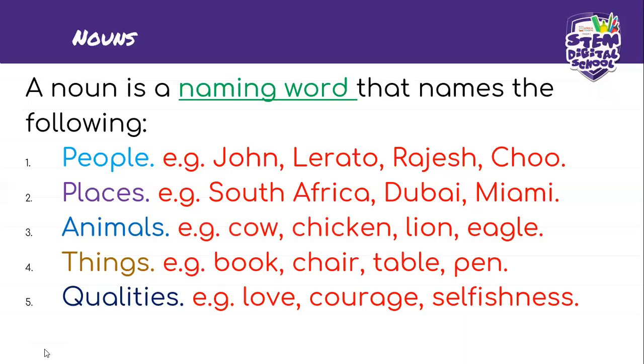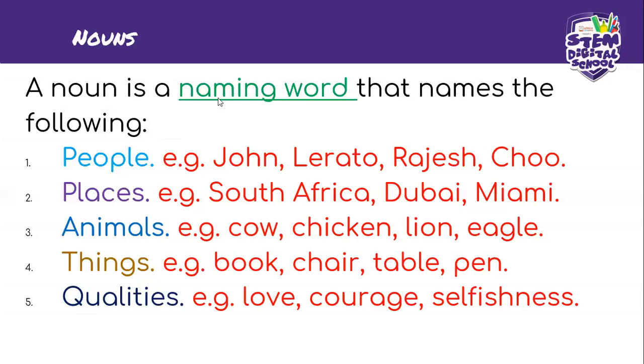All right, so we have said that a noun is a naming word, okay? Therefore, a noun is a naming word that names the following. Number one, a noun names people. Two, a noun names places. Three, a noun names animals. And four, a noun names things. Five, a noun names qualities. Okay, so those are the things that a noun names. Let us go through them one by one.